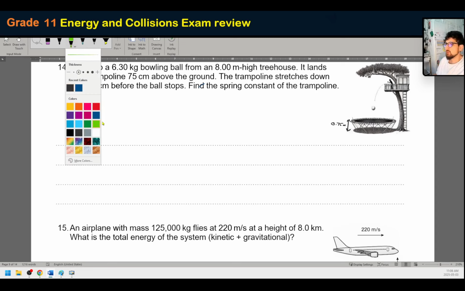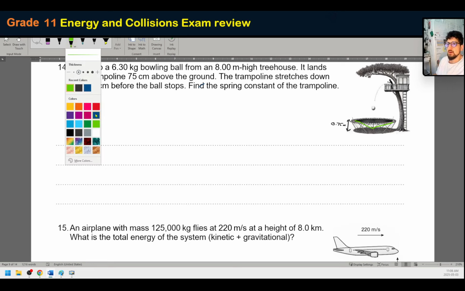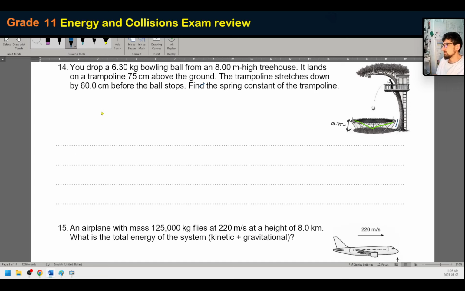Yeah, we'll go with light green. Okay, so it's going to stretch down like that. That distance down is 0.6 meters. So that's what we're talking about over here. That distance here is 0.6 meters. The trampoline stretches down 0.6 meters before the ball stops completely, which is an unusual scenario, but for the sake of this question, that's what's happening. It stops completely. Find the spring constant of the trampoline.